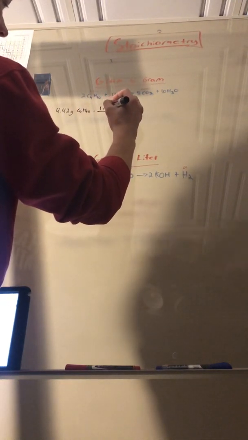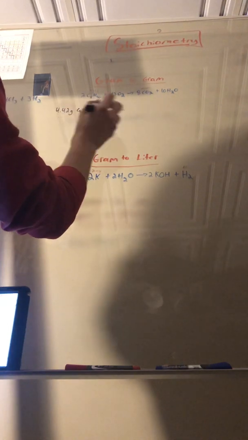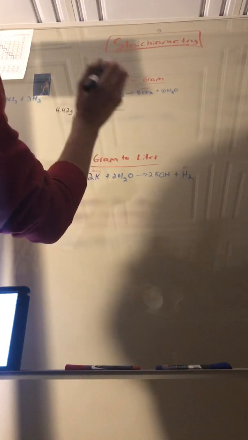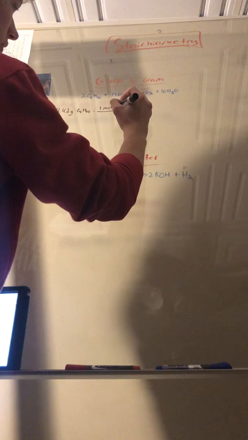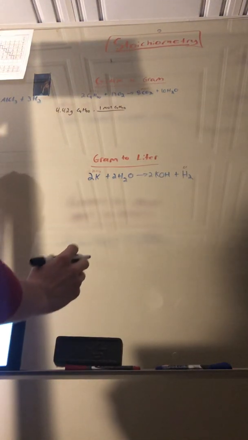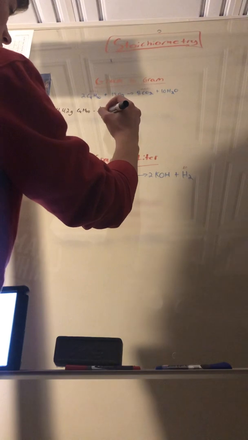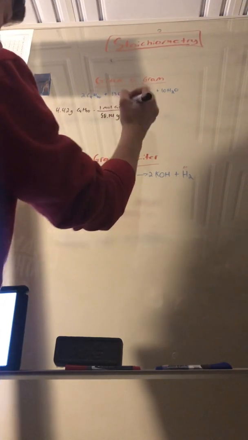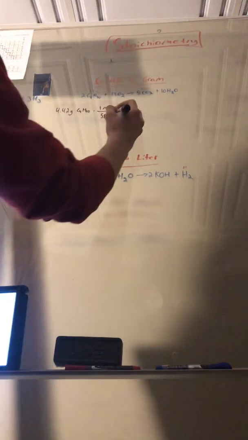Convert this to moles. You're going to have your mole on top. You're always going to have the same units here and here. So 1 mole C4H10. And then for every mole of butane, it's going to be 58.14 grams, which is just your molar mass.